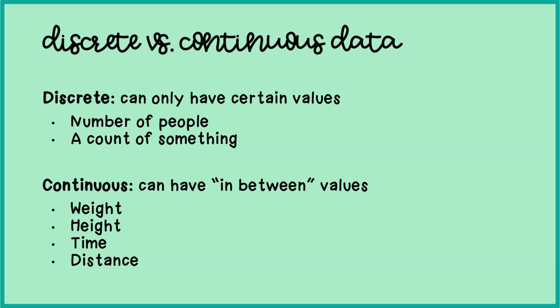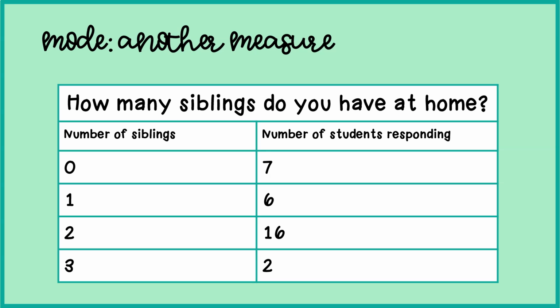With discrete data, for example, when I'm counting people, I cannot have half of a person, whereas with weight, I could have half of a pound or any fractional part of a pound. So this distinction is very important when determining which measure of central tendency would make the most sense in a given situation. So let's look at mode.